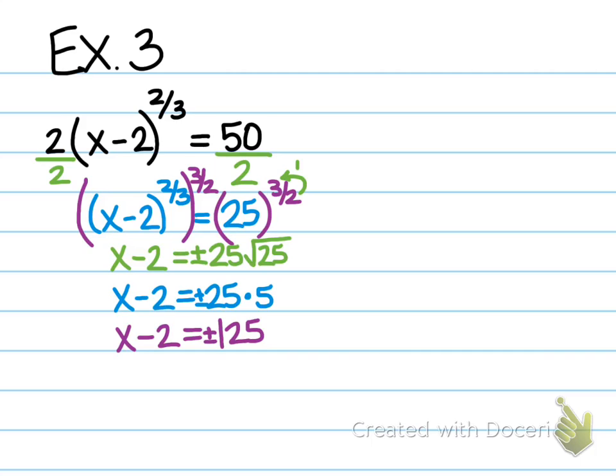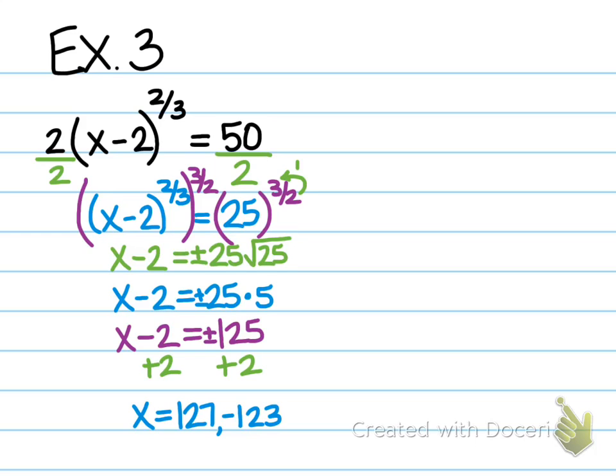And if you typed it in your calculator from the start, 25 to the 3/2 power, you would get 125. The reason I had to put plus or minus here is because I took the square root of something. Anytime you take the square root of something, it's positive or negative. So now I'm going to add 2 to both sides. So I've got 2 answers here because I have a positive 125 plus 2 and a negative 125 plus 2. So I should get x equals 127 and negative 123.